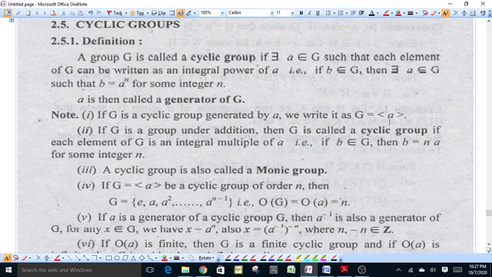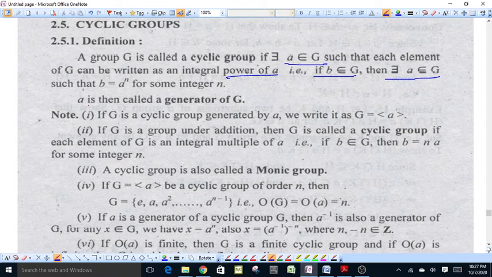Dear students, today we will continue the topic group by defining a cyclic group. A cyclic group is a group if there exists an element A of G such that each element of G can be written as an integral power of A. That is, if B belongs to G, then there exists an element A of G such that B is equal to A raised to power n for some integer n. Then A is called the generator of G.